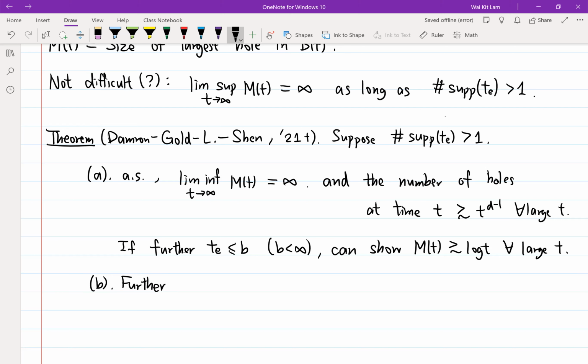And to show an upper bound is, I would say, much more difficult. But if we assume that, again, B has uniform curvature, then we can say something.